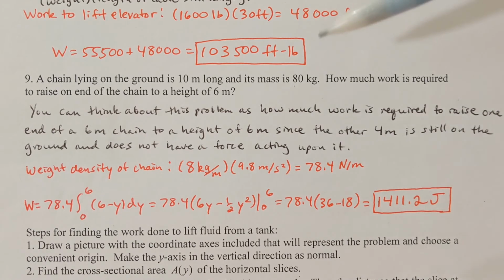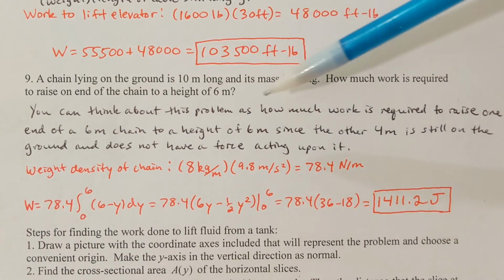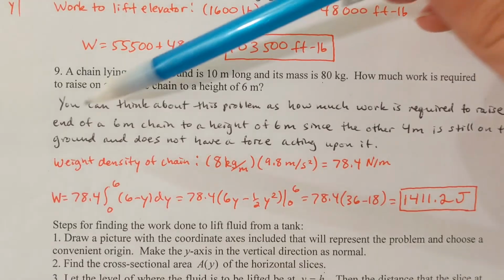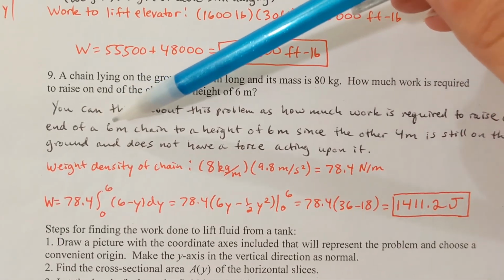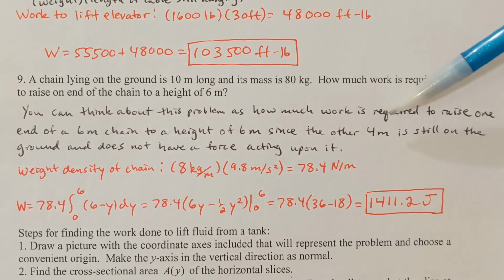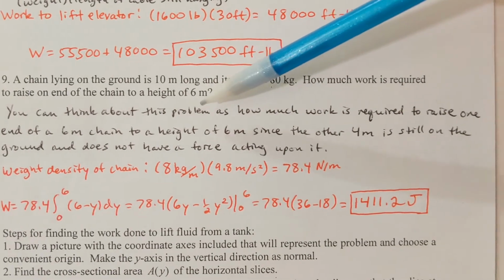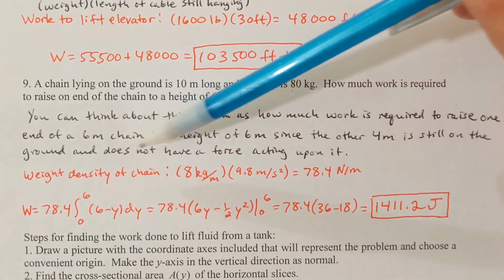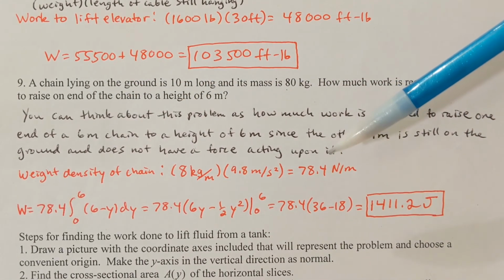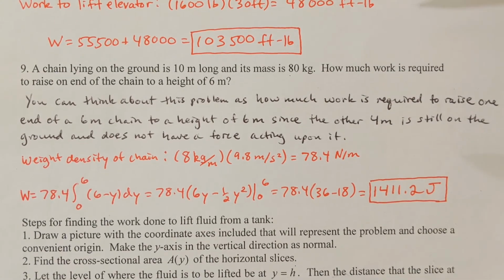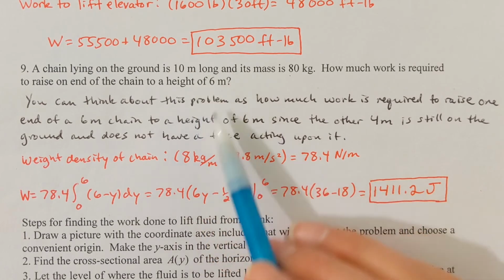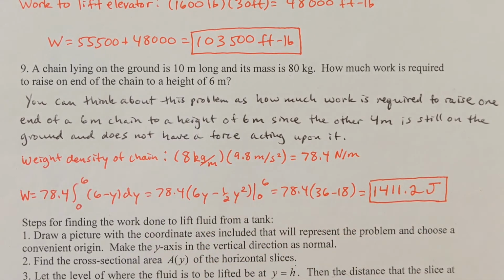Well, you can think about this problem as how much work is required to raise one end of a 6-meter chain to a height of 6 meters, since the other 4 meters are still on the ground and don't have a force acting on them. Okay, so that's how I'd like us to think about the problem. We've got a 6-meter long chain. We're going to lift it so that it's fully extended.